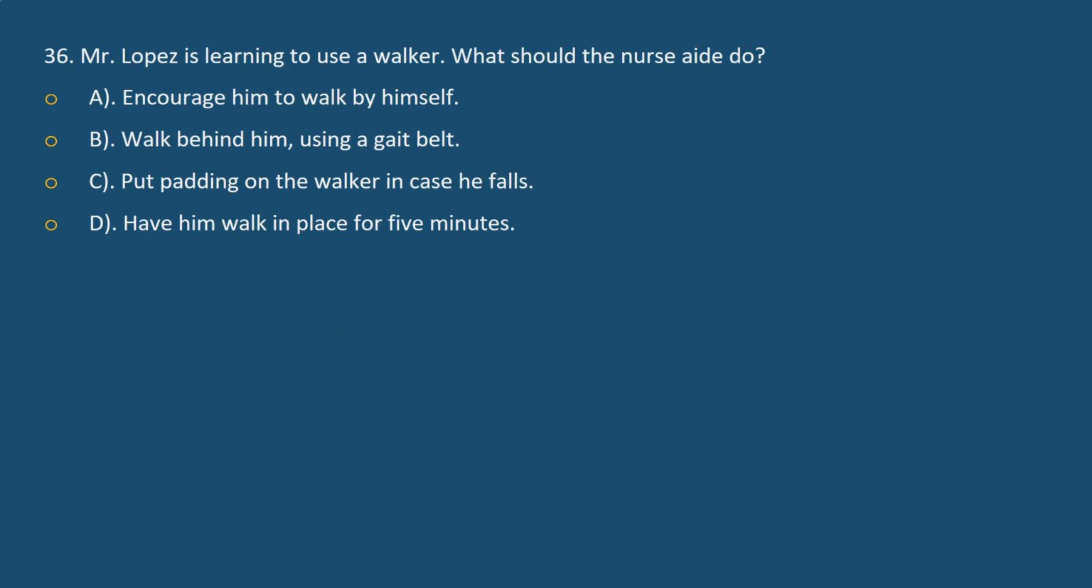Question 36. Mr. Lopez is learning to use a walker. What should the nurse aide do? A. Encourage him to walk by himself. B. Walk behind him using a gait belt. C. Put bedding on the walker in case he falls. D. Have him walk in place for 5 minutes.